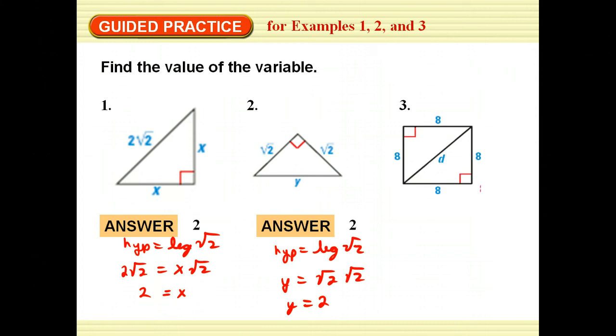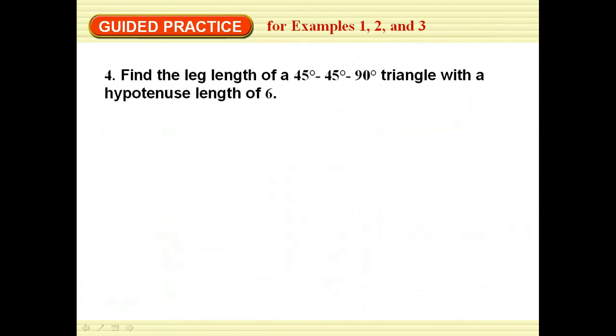And here I have a square that has been cut with a diagonal. That diagonal becomes the hypotenuse of an isosceles right triangle. Therefore, it is the leg times the square root of 2. So 8 square roots of 2.